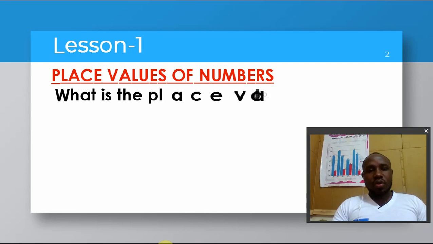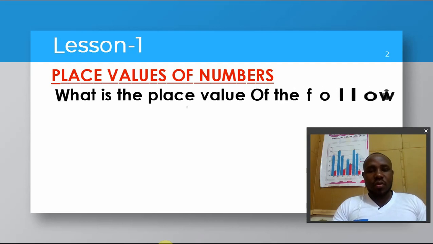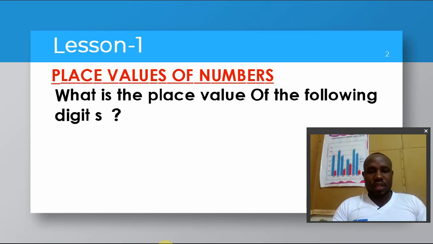Today we are going to have a look at, if we are given numbers, what is the place value of the following digits. So they can give you some numbers and ask you to give their place values. In such a case, what do you do? That's what we are going to have a look at.